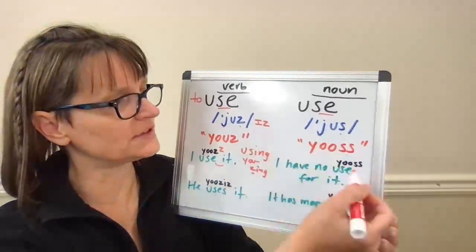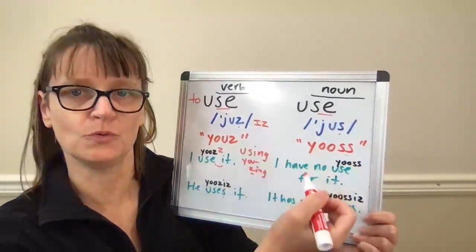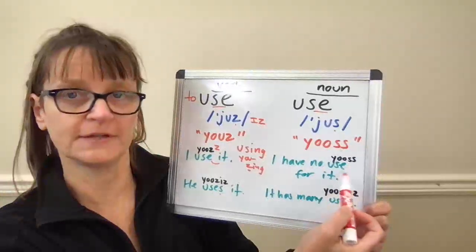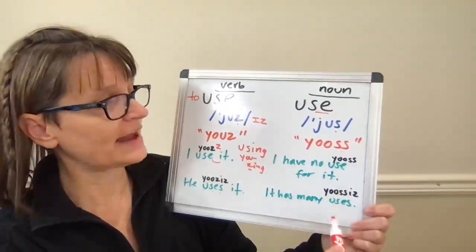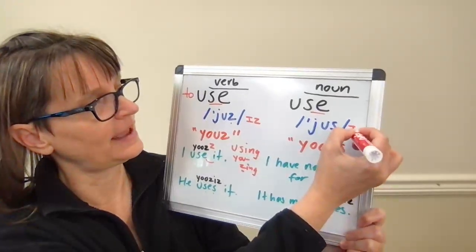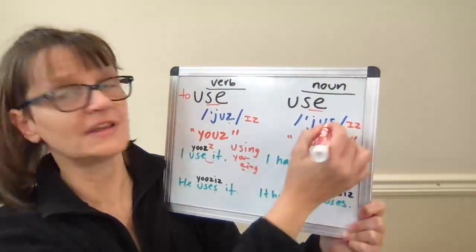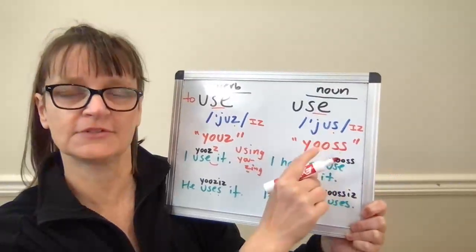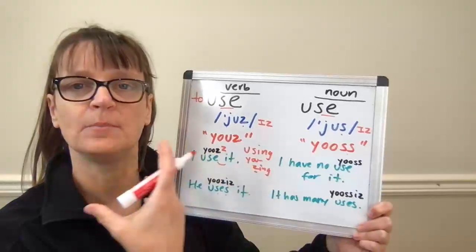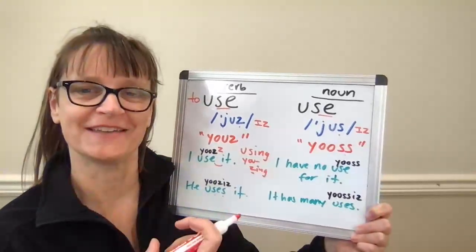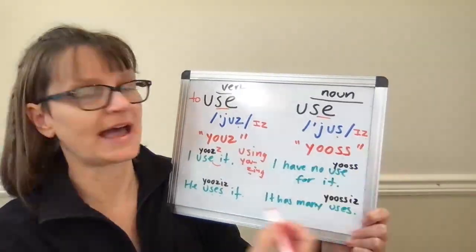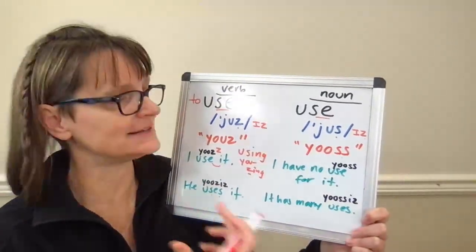The beginning of the word is still the same. We have the glide and the oo vowel. So for example, you would say something like, I have no use for it. And then when that gets plural, we add the I and the Z sound. So words that end with the S sound, like use or bus, when we add the plural, we have to add a syllable. So use, uses, bus, buses. And that second S that we add is a Z sound.